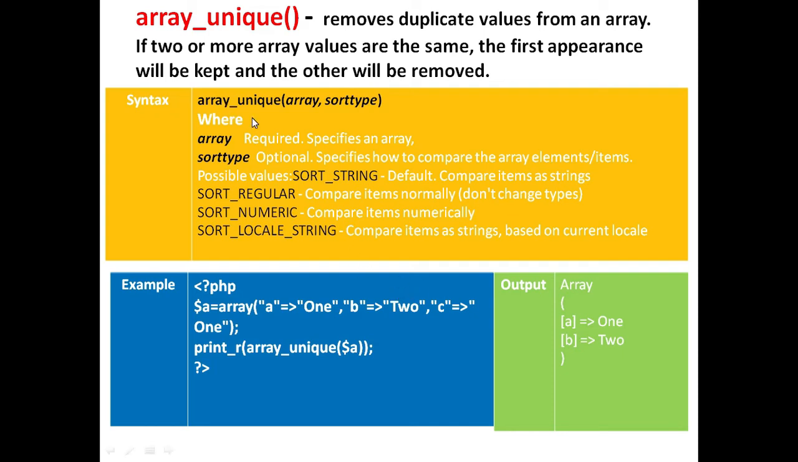General syntax is array unique, array and sort type, where array specifies the name of the array and sort type specifies how to compare the array elements or items. Here in this example, I defined an array A with values 1, 2 and 1, and when I use array unique for that array, it will print 1 and 2. Since 1 is defined twice in the array, the first appearance will be kept.